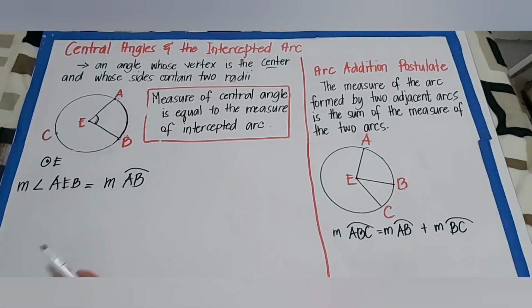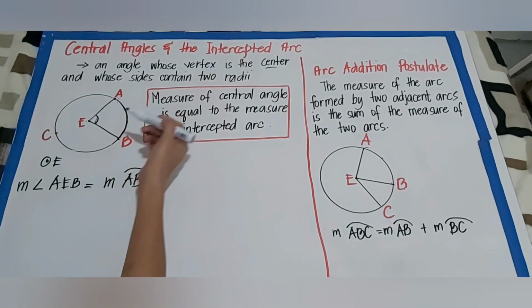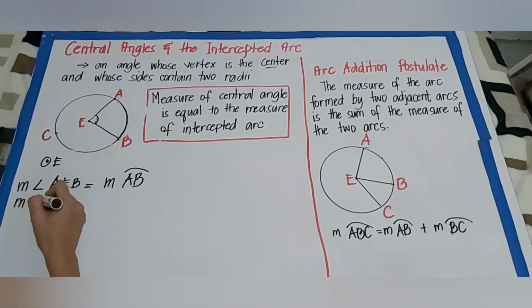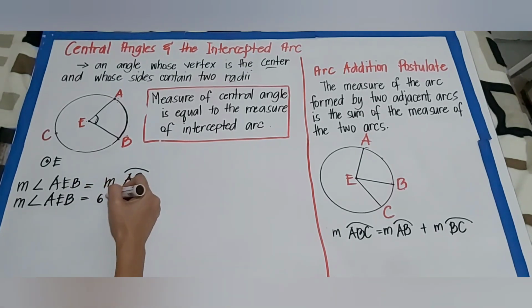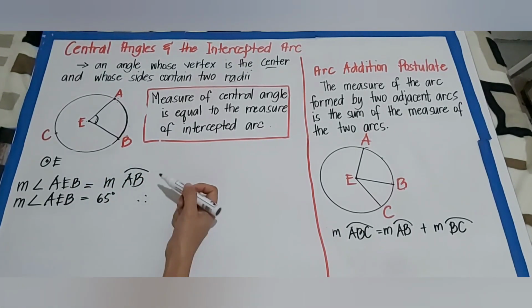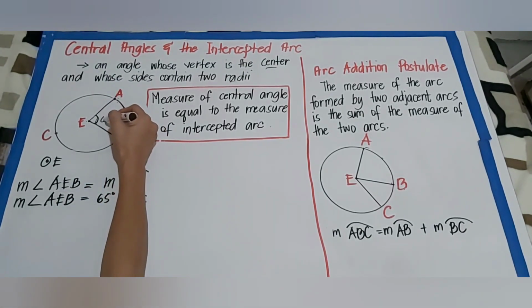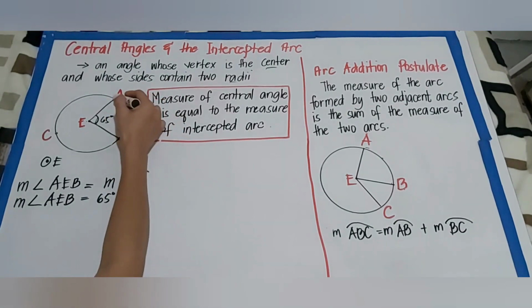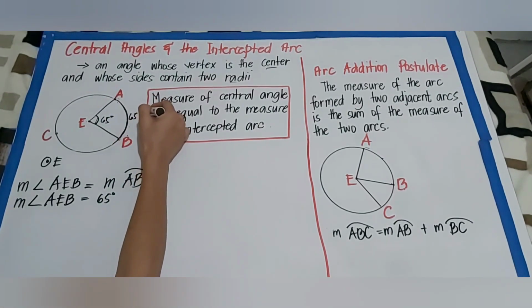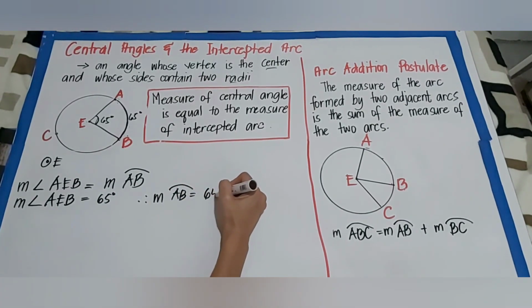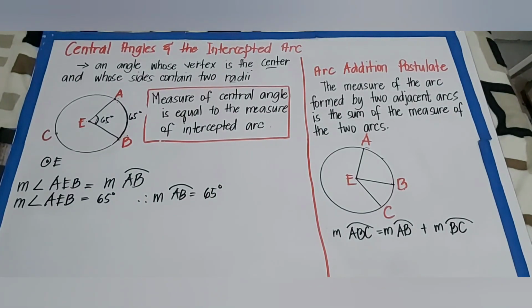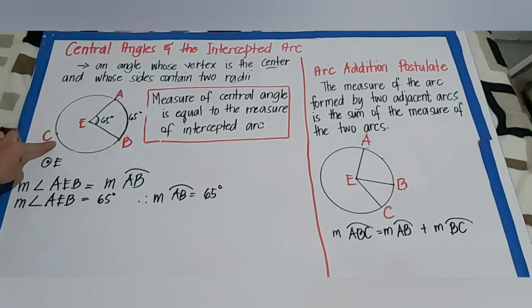So let's say for example, ang measurement ng ating central angle ay 65 degrees. Therefore, it's safe to say, kung 65 ito, tong arc na to ay 65 degrees din. So, the measure of arc AB is also 65 degrees. So, equal daw sila.